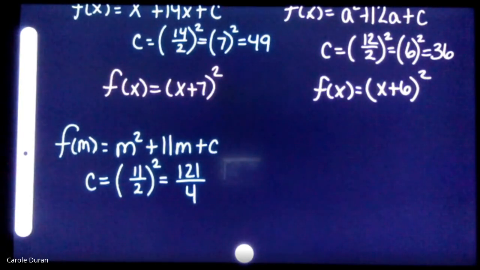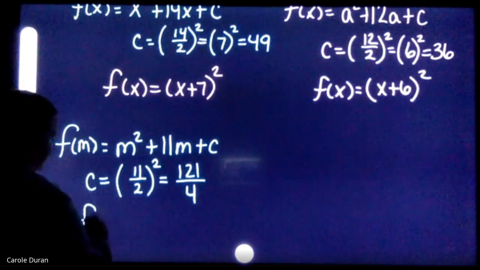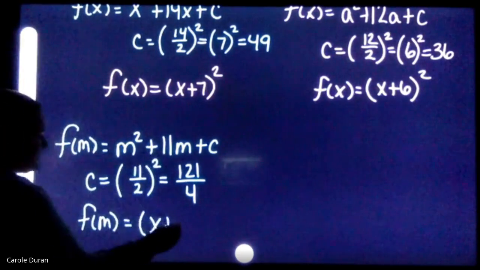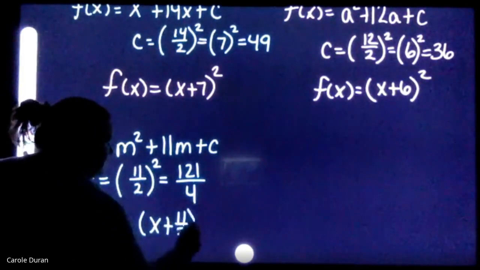Because this is a perfect square trinomial, I know that it would factor into x plus half of that second term, so 11 halves squared.